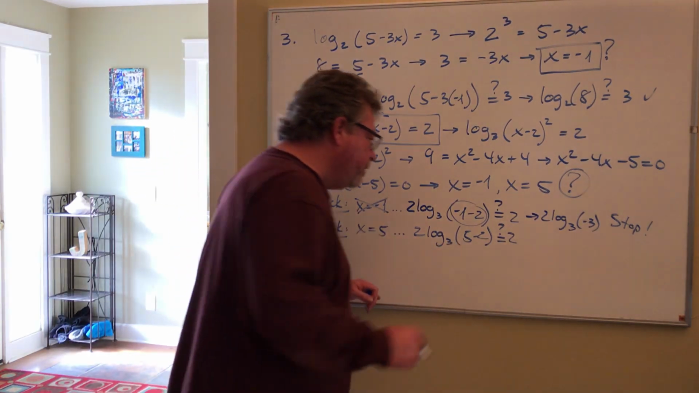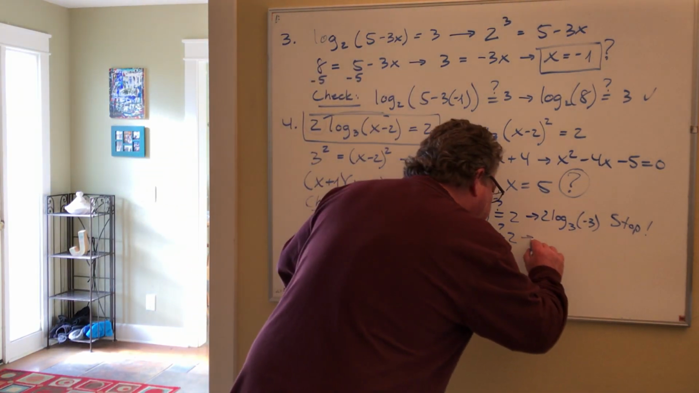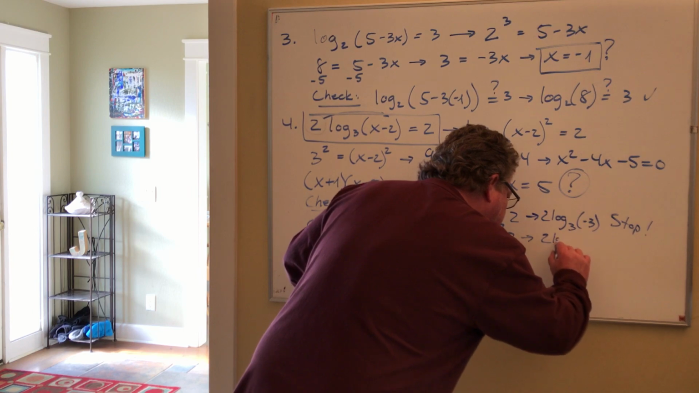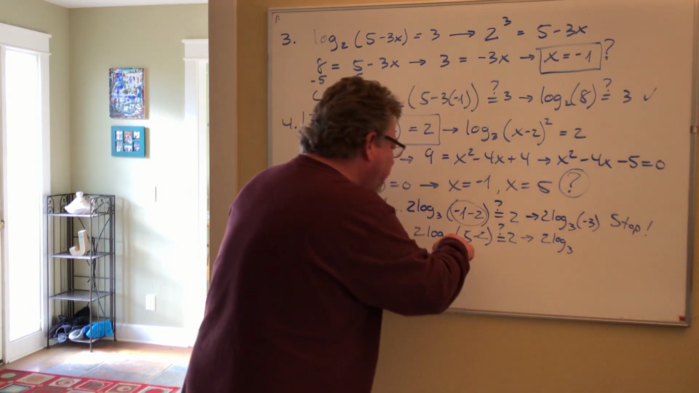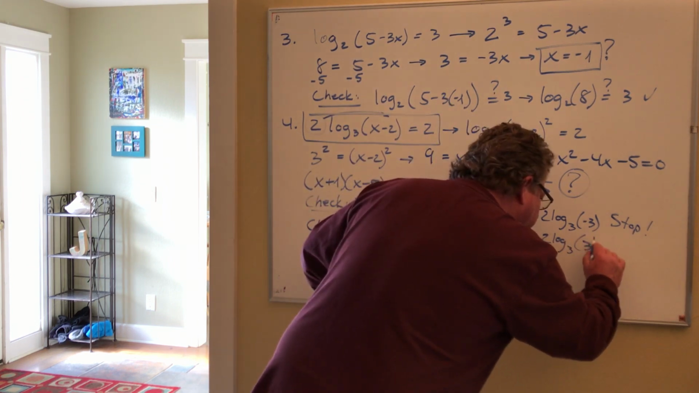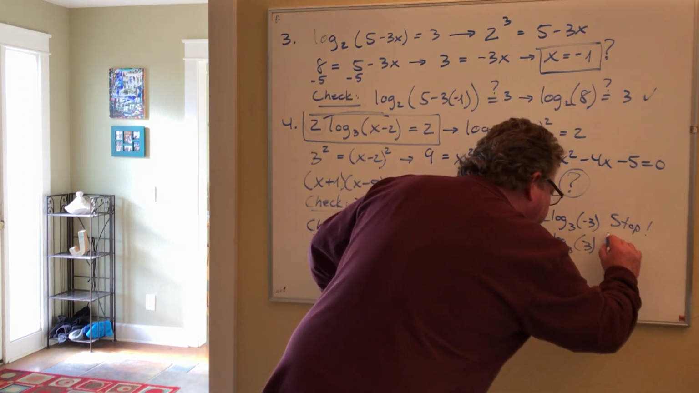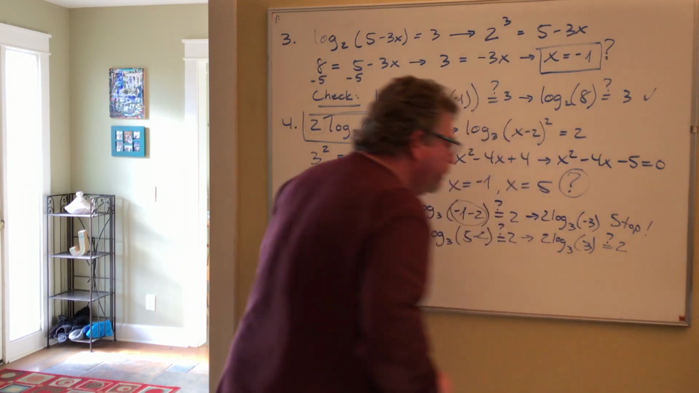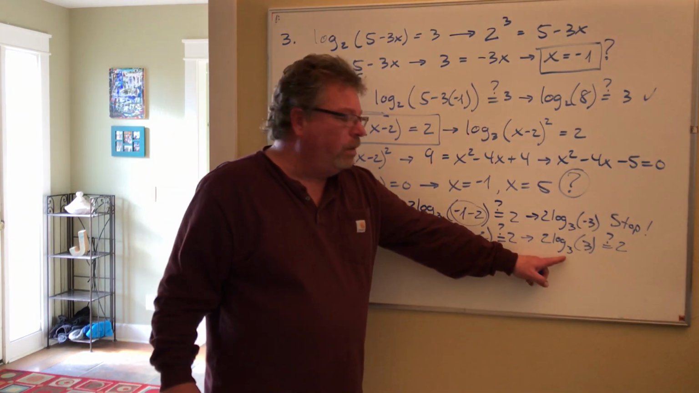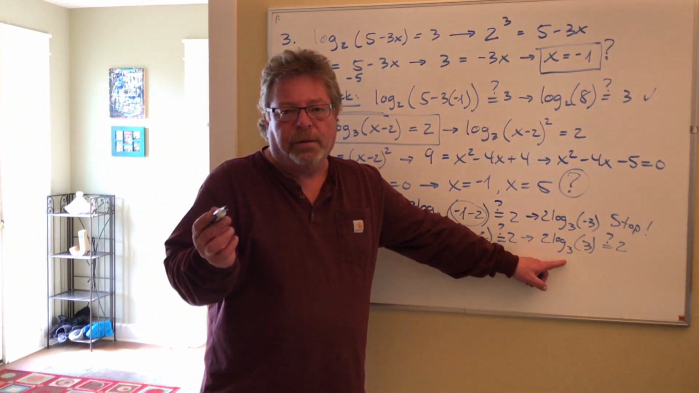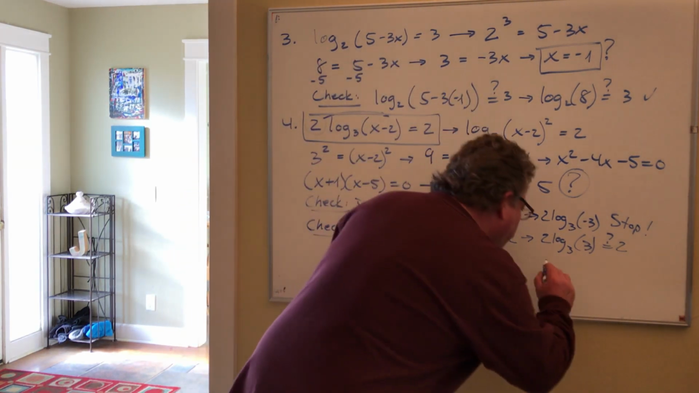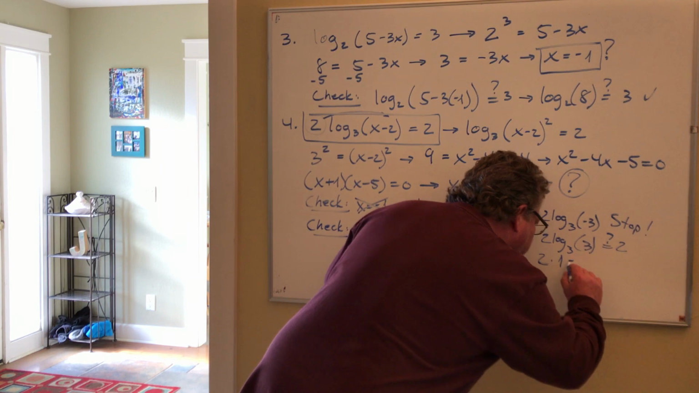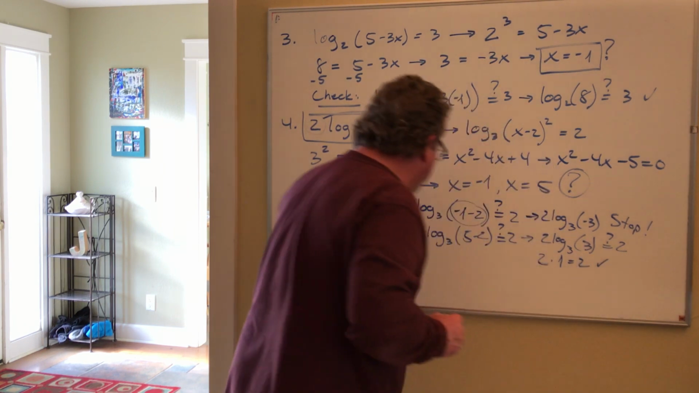Okay, 5 minus 2 is 3. So this will take us to 2 times the logarithm base 3 of 5 minus 2, which is 3. Is this equal to 2? Well, take a look. What's the logarithm base 3 of 3? That's 1. So 2 times 1 is equal to 2. This checks.